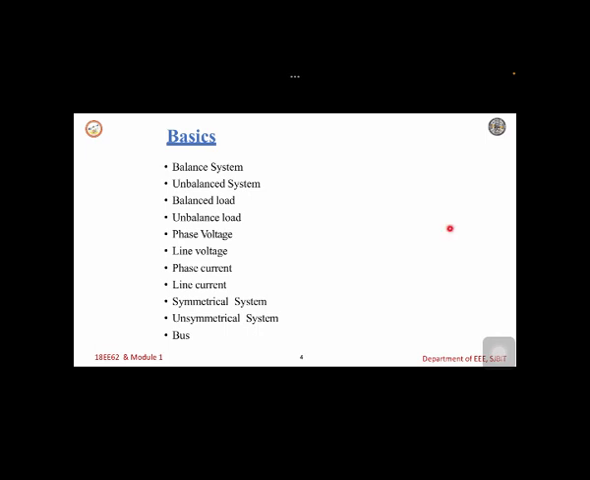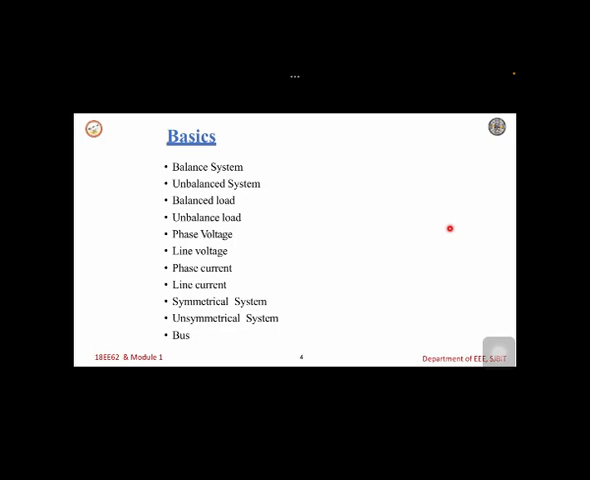So, let us see what are the basics needed for understanding the representation of power system components. A complete diagram of the power system representing all the three phases becomes too complicated for a system of practical size. In the practical power system, we have many components; the major components are generator, transformer, transmission line and loads. Besides this, we have circuit breaker, isolator, current transformer, potential transformer.